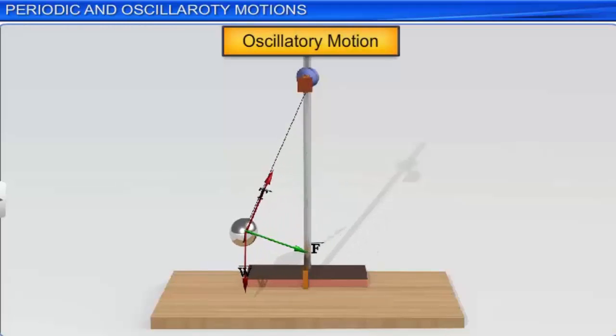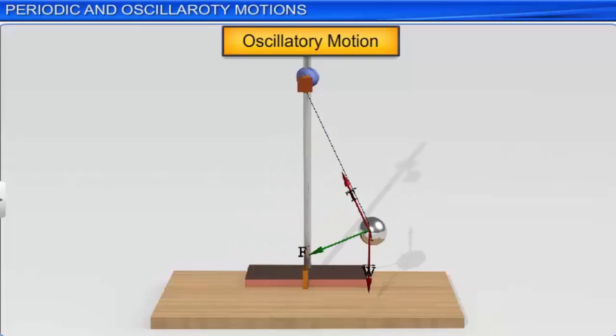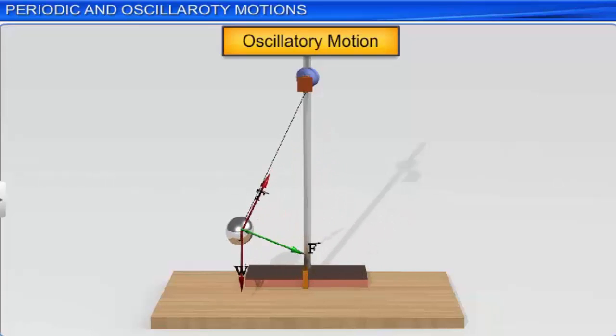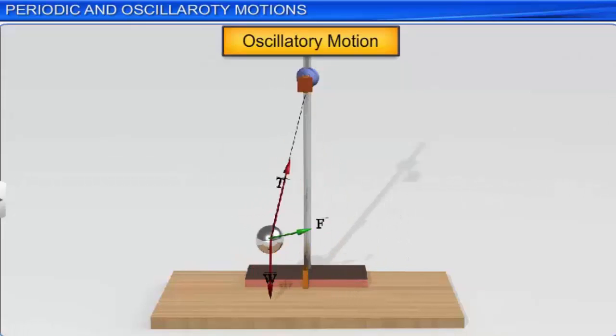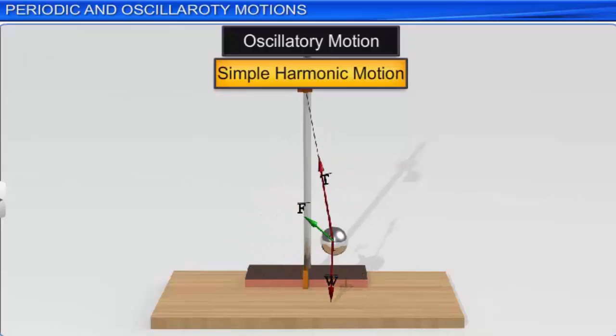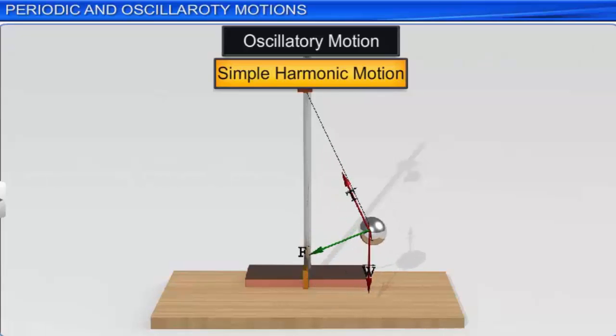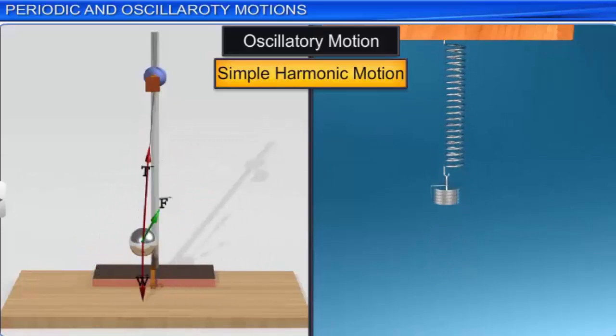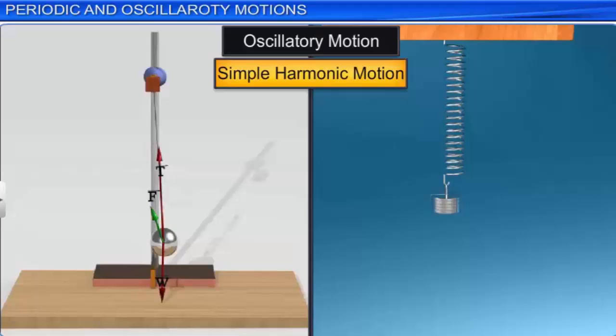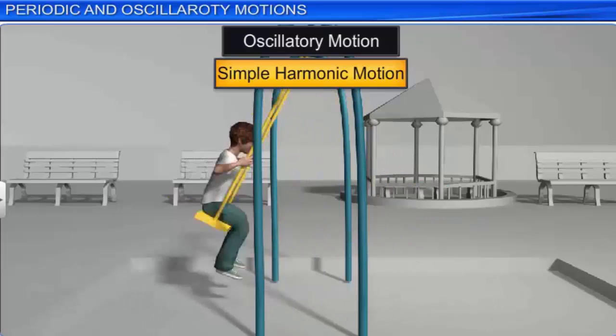In the simplest form of oscillatory motion, the restoring force on the body is proportional to the magnitude of displacement, but is opposite in direction to the displacement from the mean position. This type of motion is called simple harmonic motion. Simple harmonic motion is the to and fro motion of a body, where the force is always directed towards the mean position and is proportional to the displacement but in the opposite direction. Thus, the simple pendulum and the spring with vertical oscillations are executing simple harmonic oscillations. The oscillation of a boy on a swing is an example of simple harmonic motion.